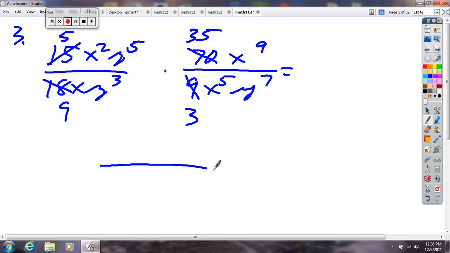On the top, it's 5 times 35 is 175. On the bottom, 3 times 9 is 27. So those are the numbers, done exactly like 1 and 2. Now let's do the letters.